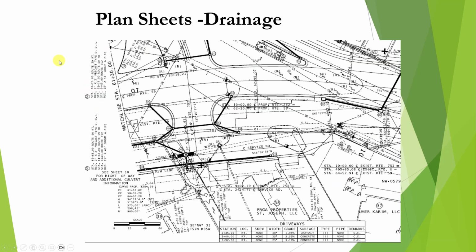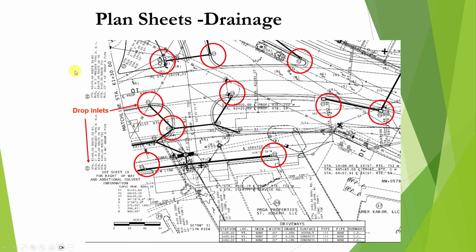Now some more stuff that you'll see on plan sheets is drainage, and this sheet has a lot of drainage going on. You can kind of see some stuff out here. Let me go ahead and click the button, and you'll see we have drop inlets everywhere. There's drop inlets all over, and I don't think I even circled all of them. There's more in here. They'll be designated usually by a DI and then the number. In this case, they use just a D for it, and you'll see like D5 here.